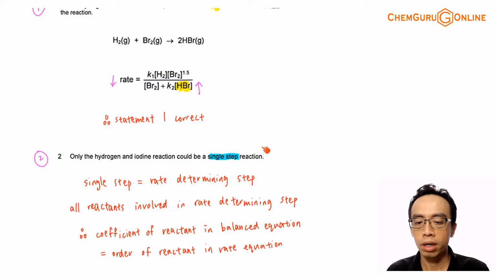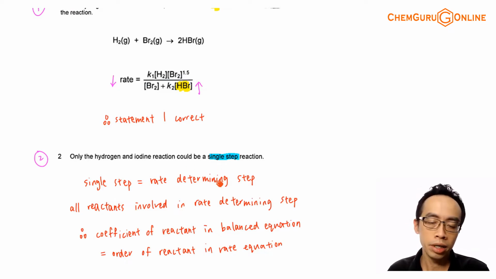Now, if we have a mechanism which is a single step, this means that that single step must be the slow step or the rate determining step.